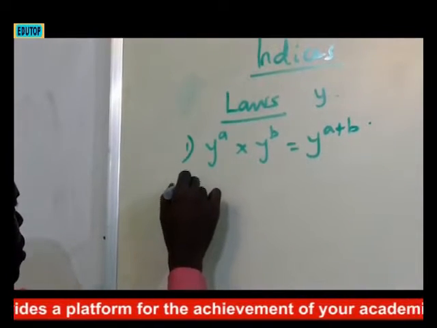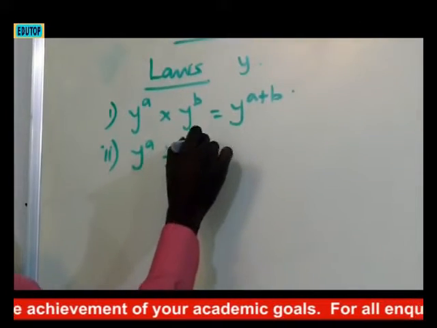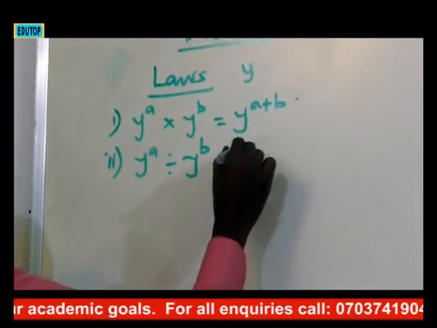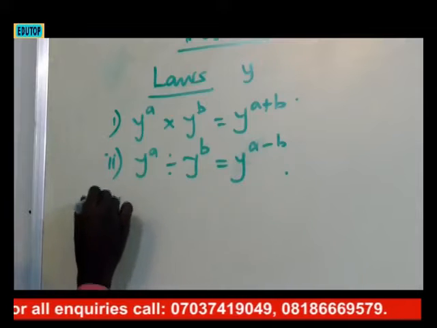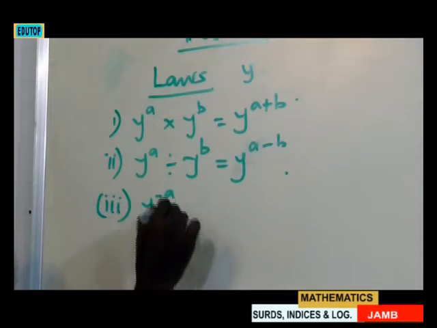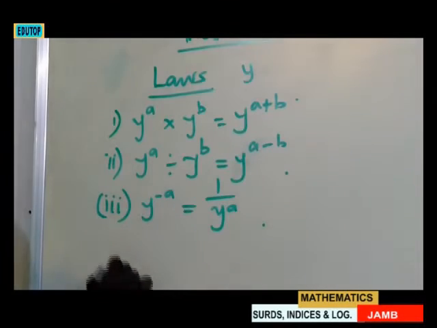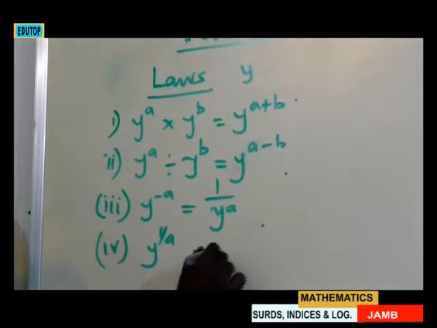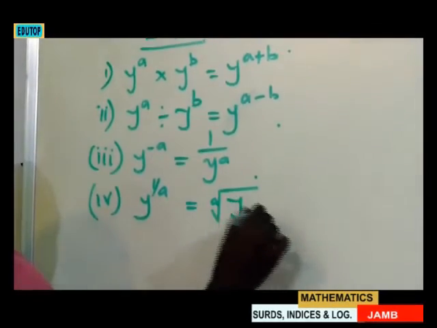The second one is saying that y raised to power a divided by y raised to power b is the same thing as saying y raised to power a minus b. Then the third law says that y raised to power minus a is the same thing as 1 over y raised to power a. The fourth law states that y raised to power 1 over a is the same thing as the a-th root of y, this way.